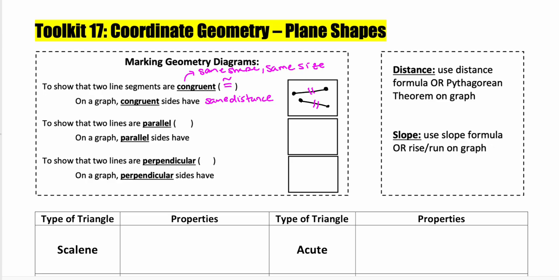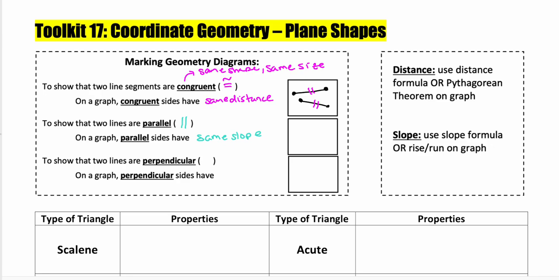The next important piece is to show that two lines are parallel. The symbol for parallel are two parallel lines, almost kind of like an 11. This is the symbol for parallel. So on a graph, parallel sides have the same slope. So we're going to find distance and we're going to find slope. Those are the two pieces of math we're going to have to use. So for lines on a graph where we can actually use the numbers, we can find the actual slope.